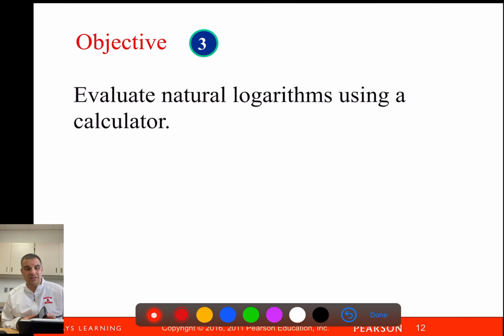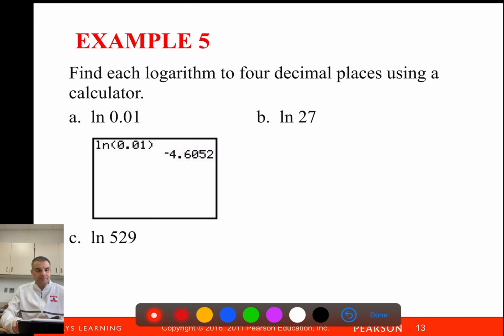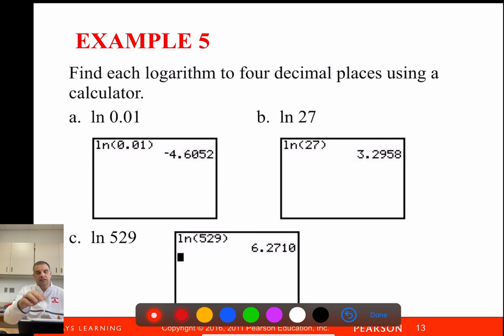Evaluate natural logs. Now the natural log is the ln. We talked about that in the last lesson. It's ln or e. So again, it's on your calculator. It's right underneath the log button, right there, backwards, but it's right there. So to find it on your calculator, ln 0.01, enter. That's what you get. ln 27, that's what you get. ln 529, that's what you get.